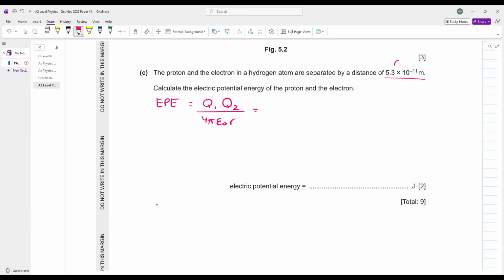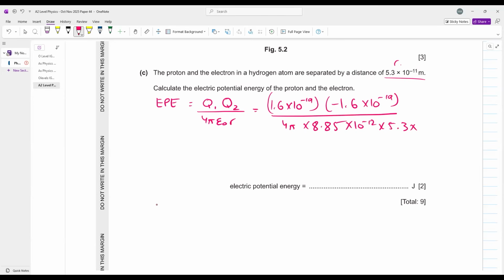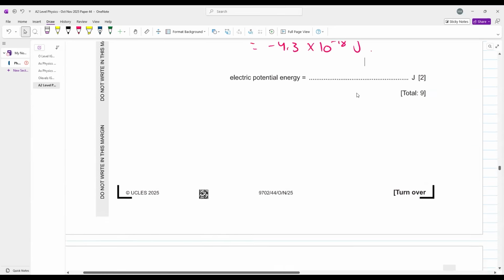What is the charge on a proton? 1.6 10 raised to the power of minus 19. What is the charge on an electron? Minus 1.6 10 raised to the power of minus 19 divided by 4 pi. What is the value of E naught? 8.85 10 raised to the power of minus 12. What is the value of R? 5.3 10 raised to the power of minus 11. Can you calculate electrical potential energy? The answer comes out to be negative 4.3 10 raised to the power of minus 18 joules. Simple as that, nothing complicated.